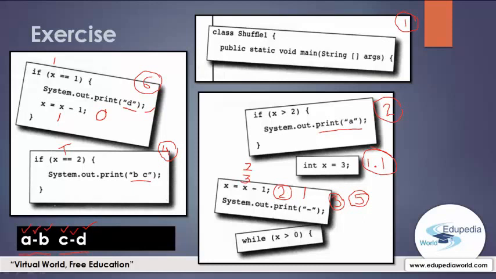So that's how the code segments should appear. So the first one is the main method. The second one is the declaration and initializing of the variable x. And the third one is printing of the letter A. And the fourth one is printing of the dash. And the next one is printing of the letters B and C. And then again we have to print the dash. And at the end we have to print the letter D.